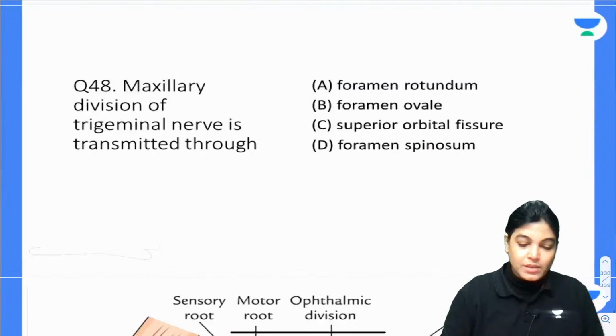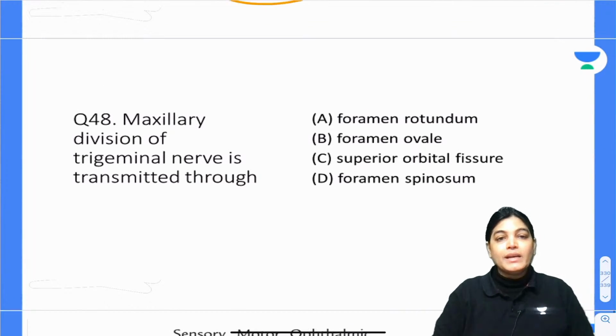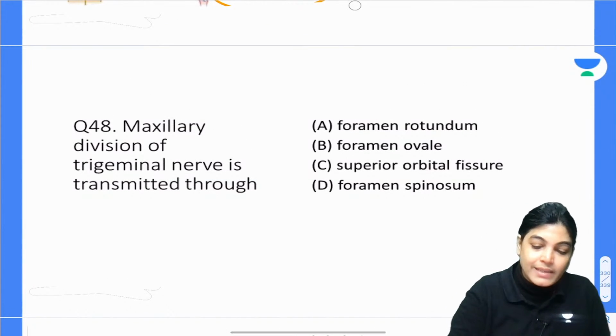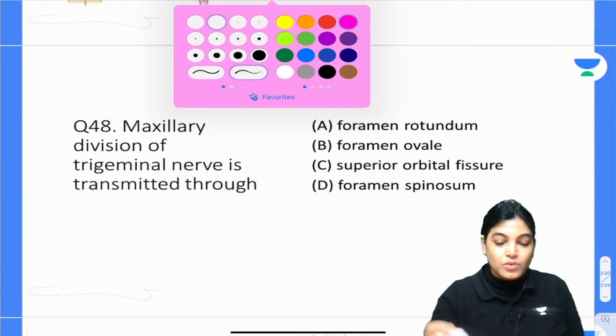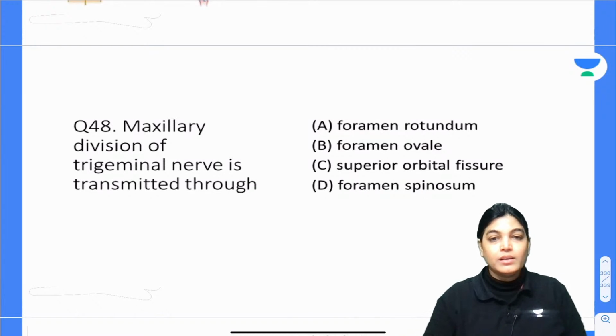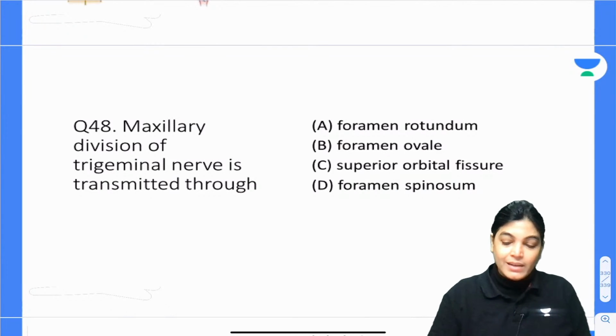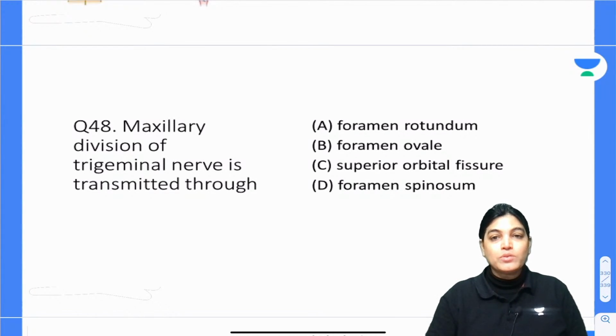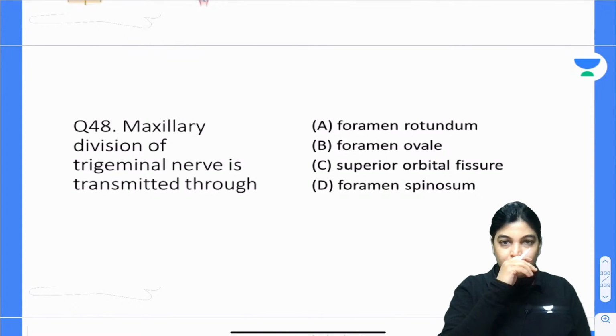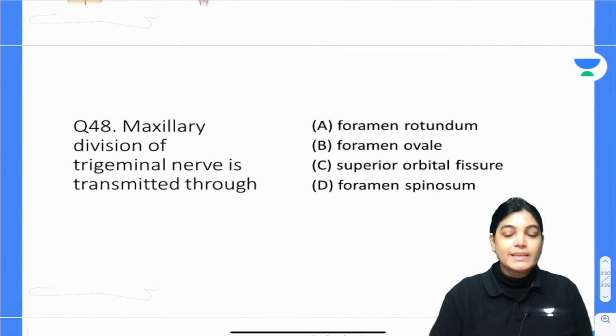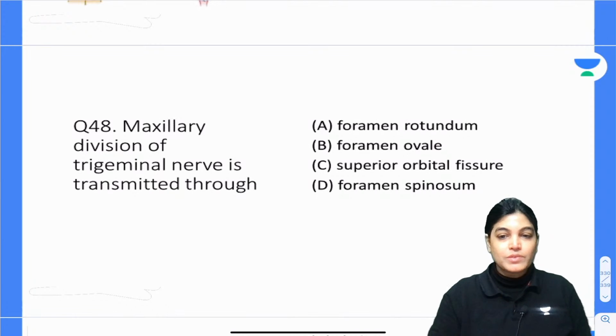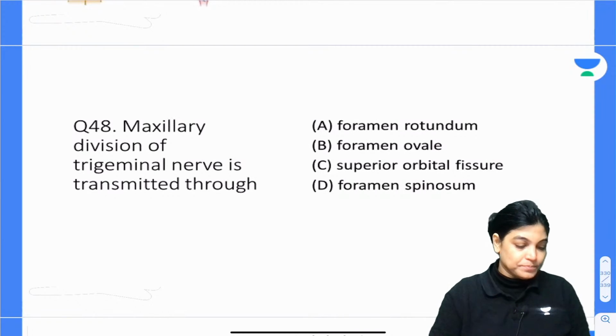Let's move on to the next. Maxillary division. It's a very direct MCQ. The maxillary division is passing through which foramen? Foramen rotundum, ovale, superior orbital fissure, or foramen spinosum. The maxillary division of the trigeminal nerve is passing through which of the following foramina?